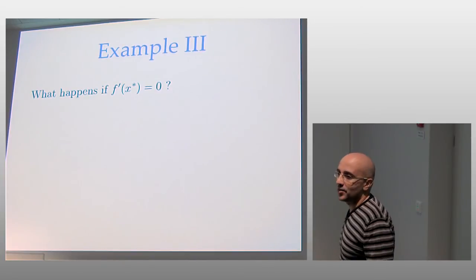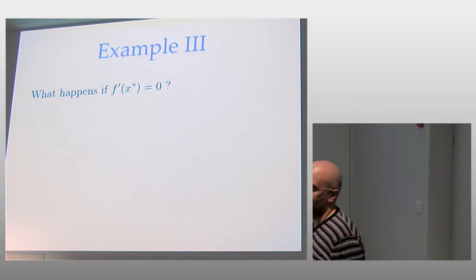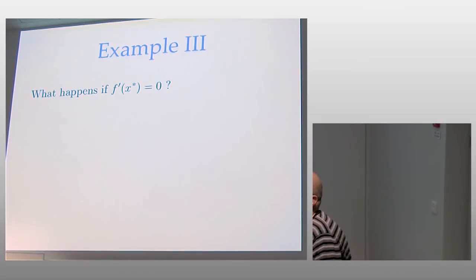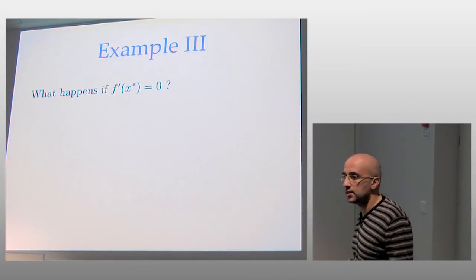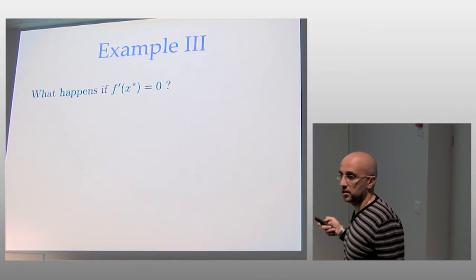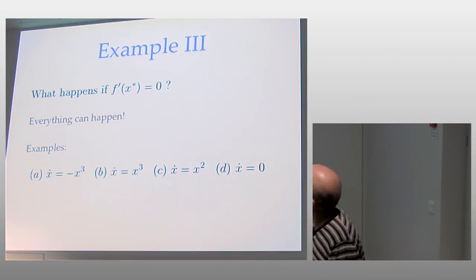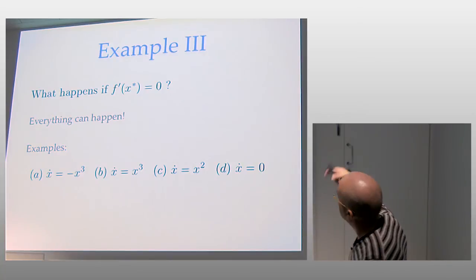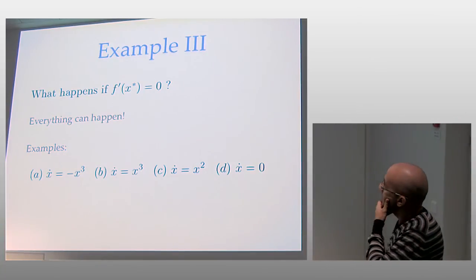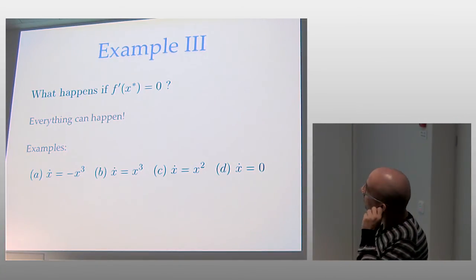Now, what happens instead if f prime is exactly 0? Then this linear stability analysis is worthless. It cannot help us in any way, and everything can happen, as shown in these examples here. These 4 examples we're going to discuss separately in the next slide. And this is the last thing I can tell you today, I'm afraid.